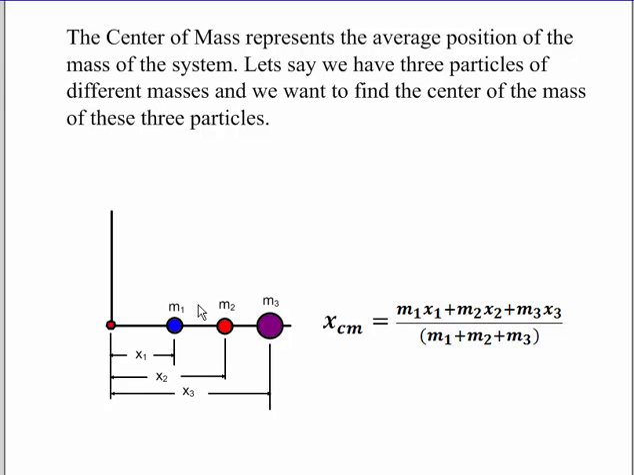Let's say we have three particles, M1, M2, and M3. We want to find approximately somewhere in here where the center of mass would be of this system itself. All we have to do is take each mass and multiply it by the x-coordinate. So in this example, I take M1 times x1 plus M2 times x2 plus M3 times x3. That becomes the summation of my numerator. And then all I have to do is divide it by the summation of each of the masses added together. That will give me the center of mass of the system.